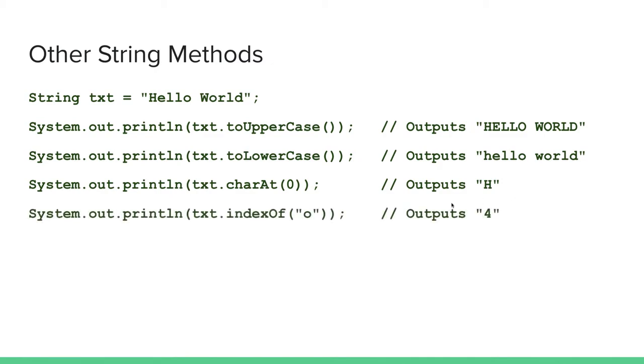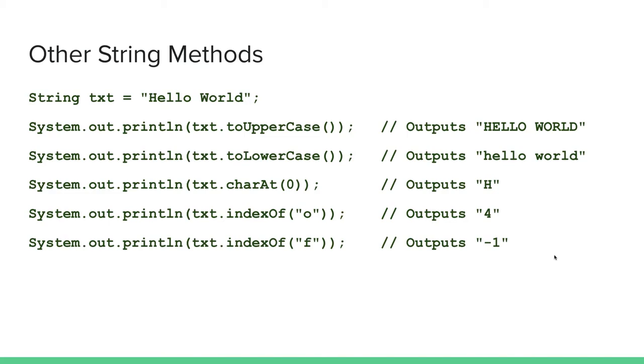And here's another one, indexOf('o') will return the index of the first occurrence of the letter o, or the character o, which in this case is 4. Another one is indexOf('f'). If you notice here, it outputs -1 because hello world does not contain f.